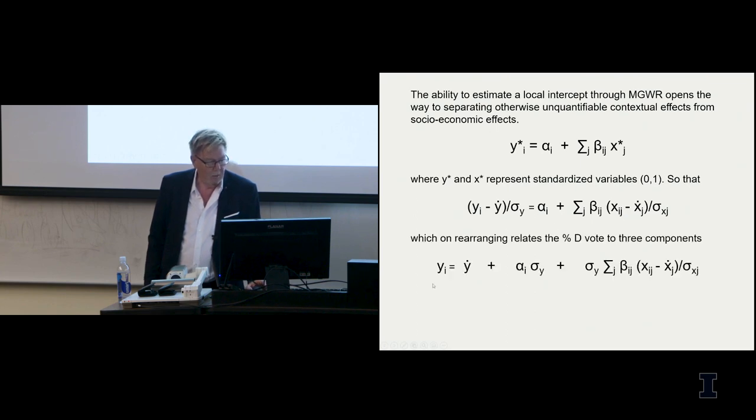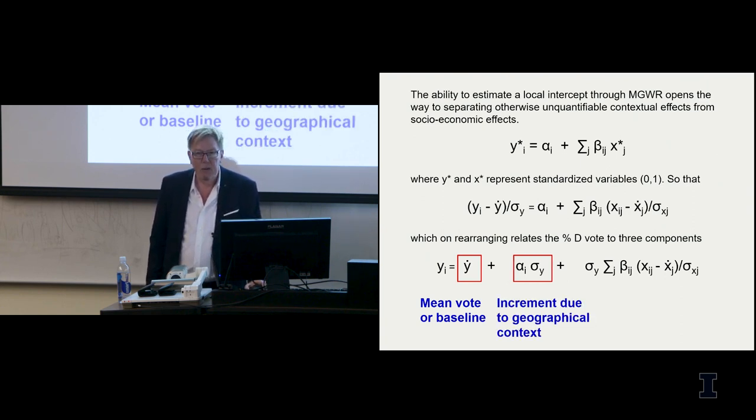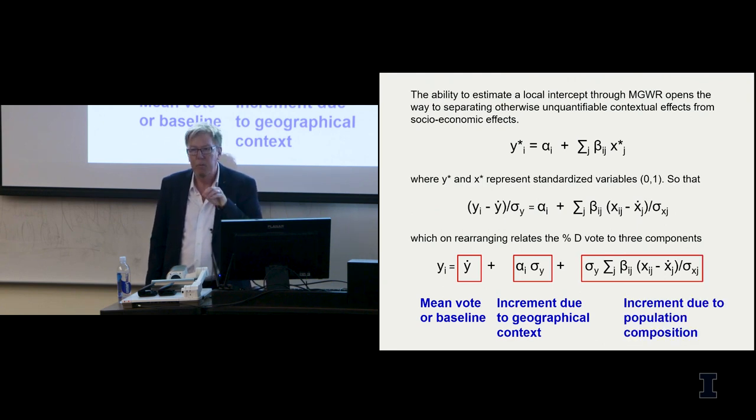Then I get a model where this here is the percentage of people who voted for the Democratic Party. And it's actually comprised of three components. There's a mean baseline vote for each county, so it's the average across the US. Then there's an increment due to geography, geographical context. And then there's an increment due to the population composition, the people in that space. So this is place, the impact of location, and this is the space bit, the container, the people in that location. And we can separate these three effects, we can actually measure them.